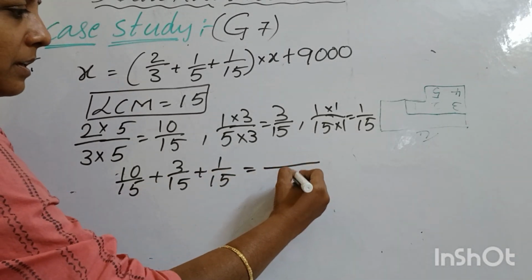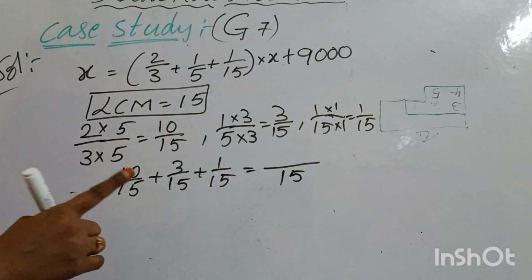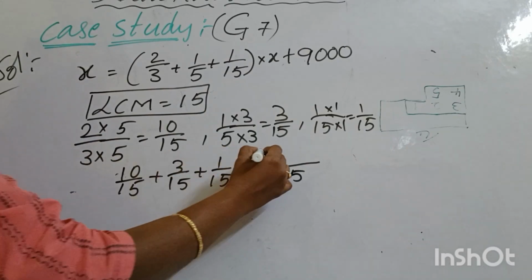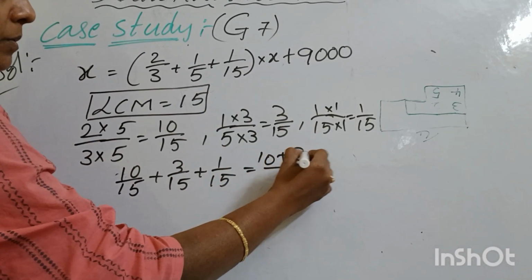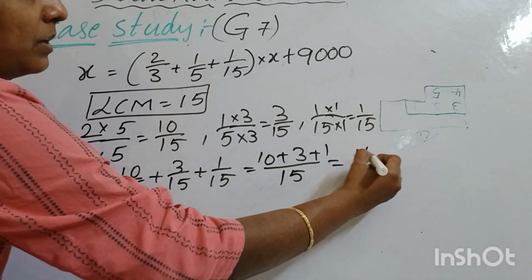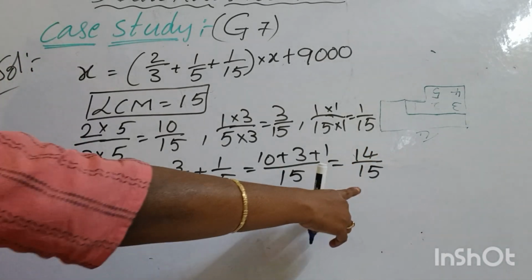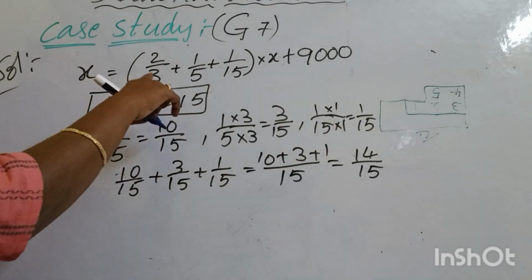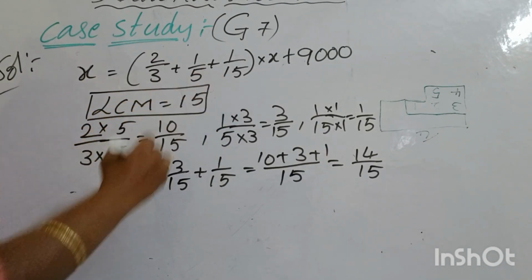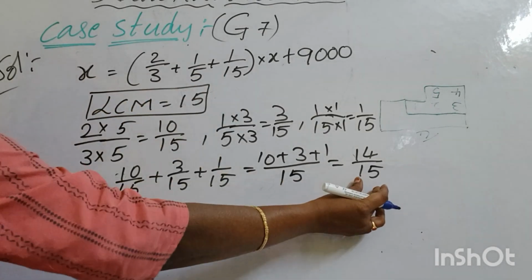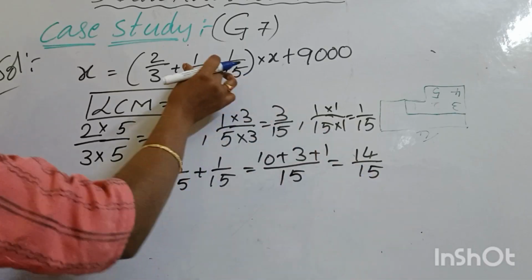The denominators are similar, which means we have to write it only one time. Now the numerators, we need to add. Finally, we got the answer, how much? 14 by 15. What is this? It is the sum of these three fractions, right? So we will substitute this here.